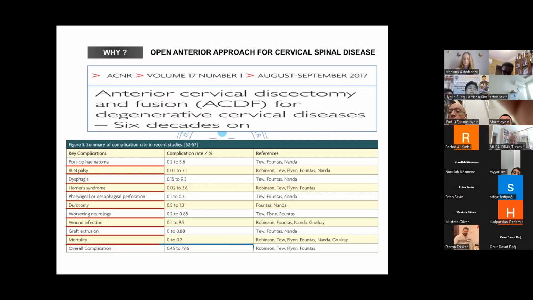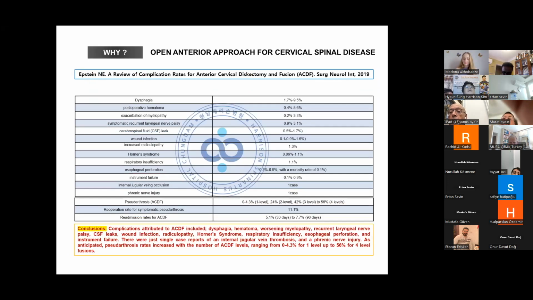You can see this paper by Epstein, which discusses the many kinds of complications. We already know that there is not only hematoma but also myelopathy, carotid artery injury, esophagus injury, recurrent laryngeal nerve injury, and many other complications that may happen. Because of that, many surgeons do not choose the anterior approach easily.